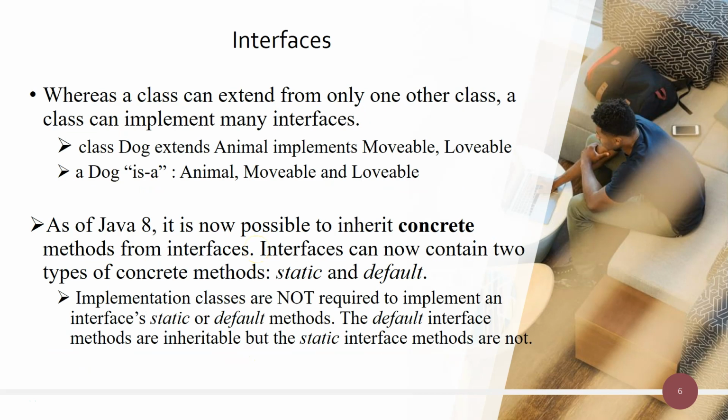Whereas a class can extend from only one other class, a class can implement many interfaces. So if we say class Dog extends Animal implements Movable and Lovable, then a Dog is an Animal, Movable and Lovable. As of Java 8, it is now possible to inherit concrete methods from interfaces. These would be your static and default methods. Implementation classes are not required to implement an interface's static or default methods. The default interface methods are inheritable, but the static interface methods are not.